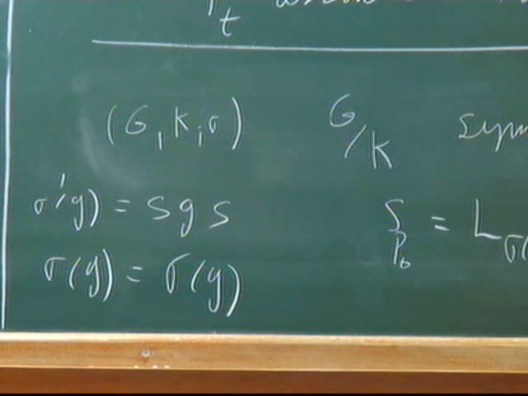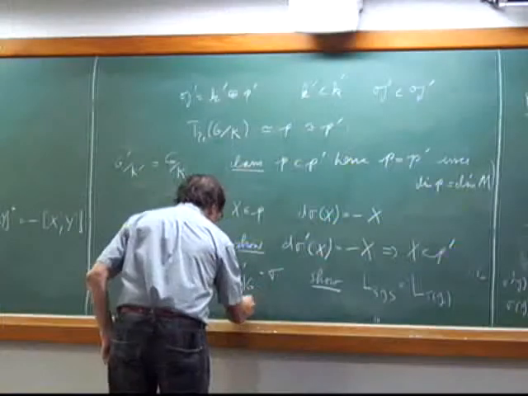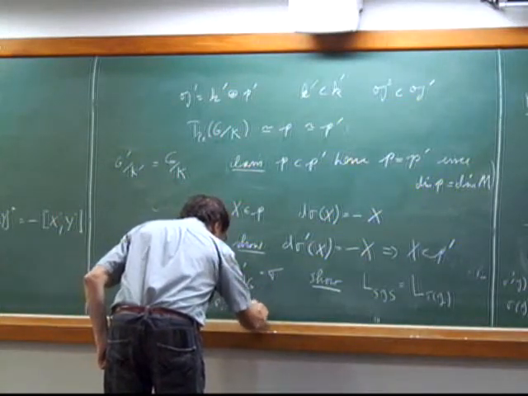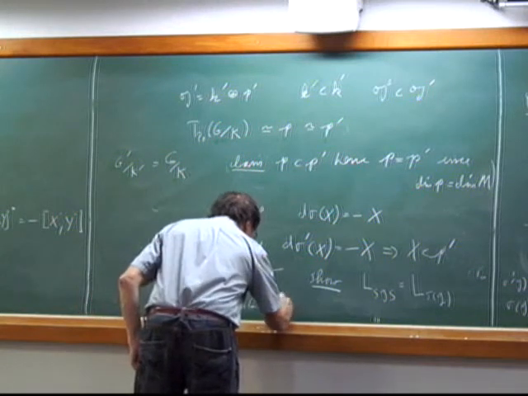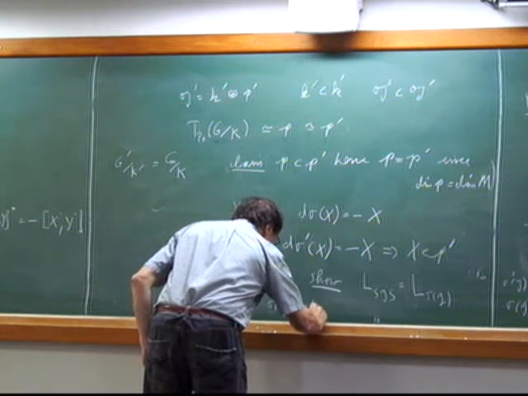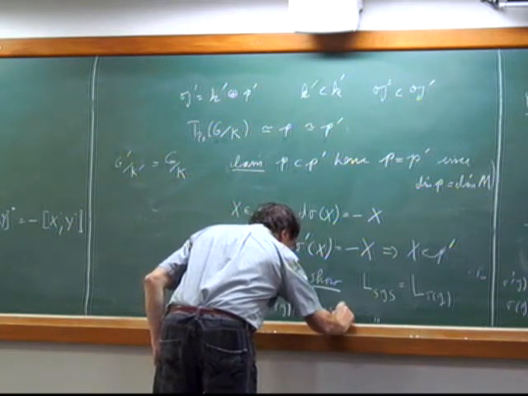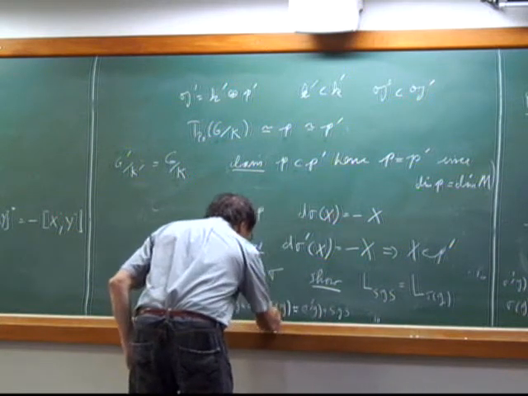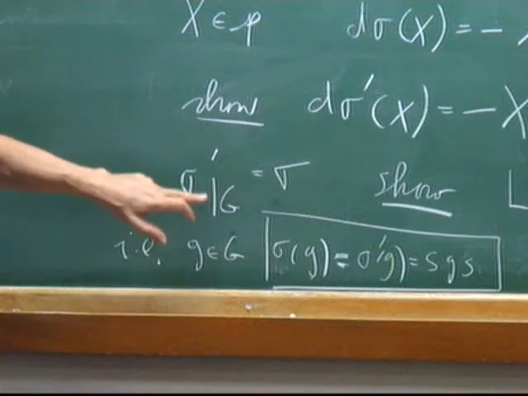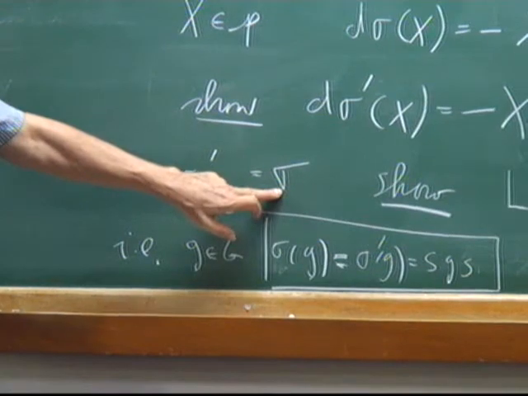So what does this mean here? This means, i.e., if g lies in G, then sigma of g should be sigma prime of g. And what's sigma prime of g? That's sgs. So that's what I want to show. I want to show that this preserves G and is equal to sigma on G.